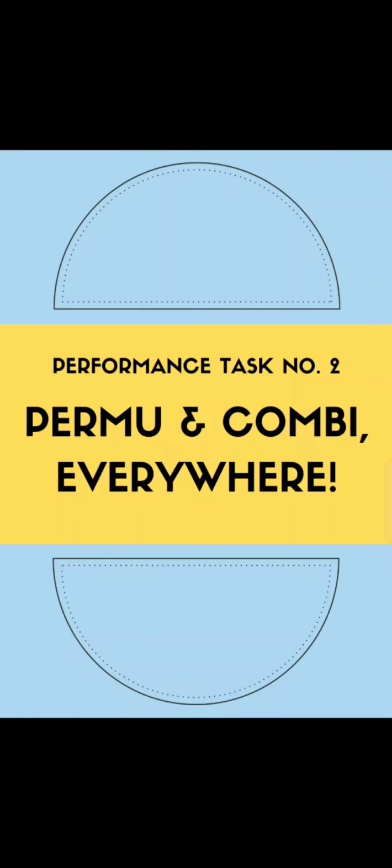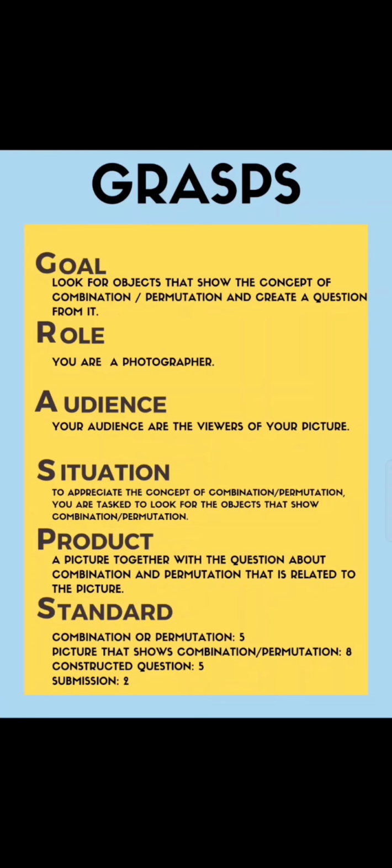Let us now discuss our performance task number 2, titled Permu and Combi Everywhere. The topics are about permutation and combination. This is the grasp of this PT. The goal of the PT is to look for objects that show the concept of combination or permutation and create a question from it.